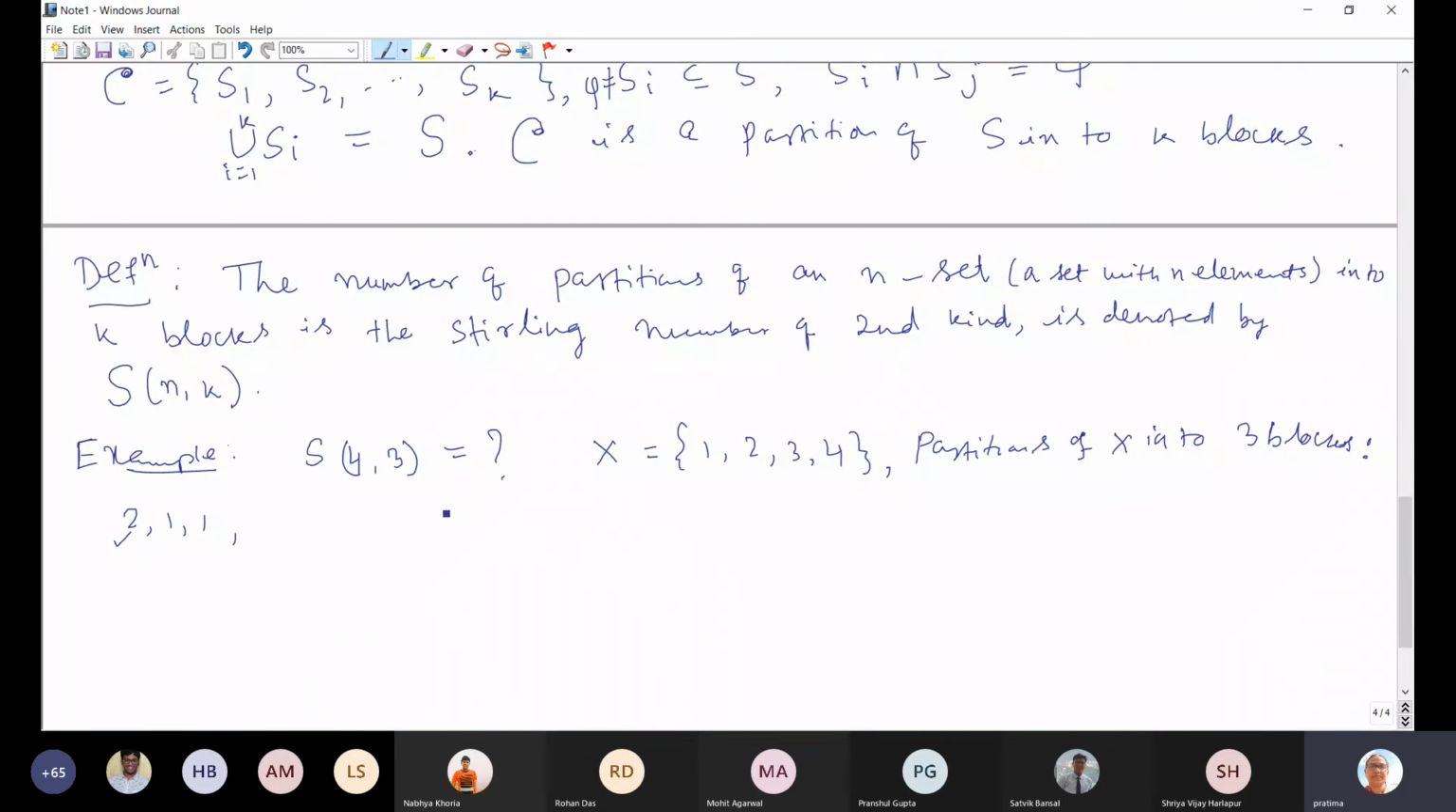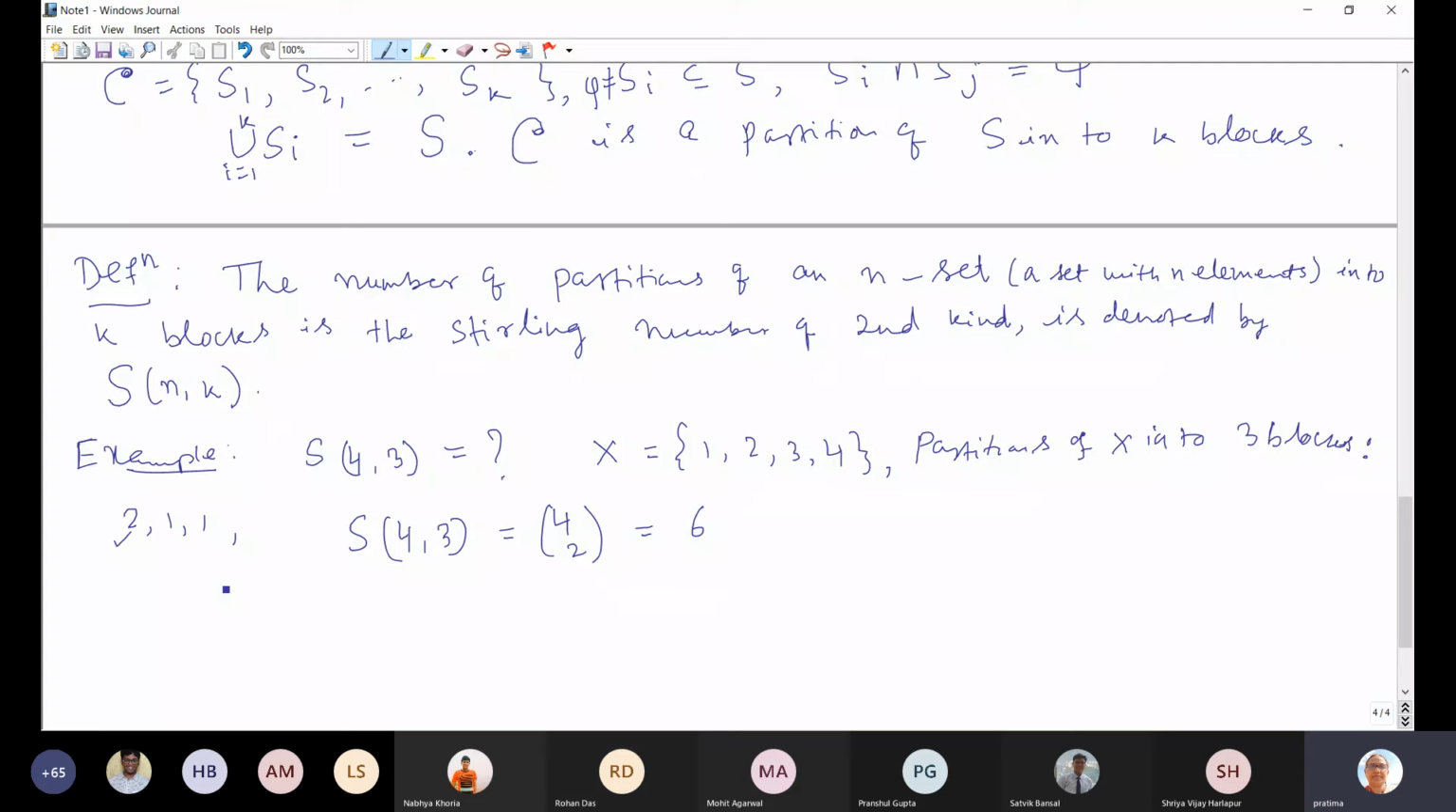So therefore, this is exactly 4C2. Do you agree with this? That therefore S(4,3) is equal to 4C2 only. 4 choose 2 only. Do you agree with this? Yes, ma'am. Okay, so this is equal to 6.